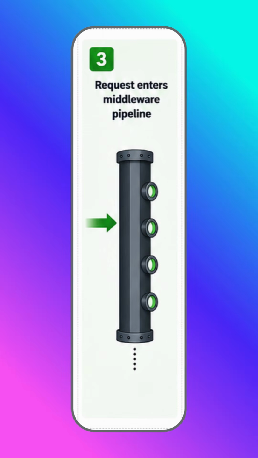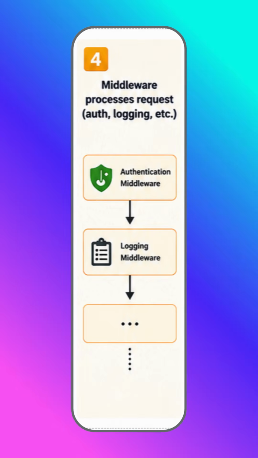3. Request enters middleware pipeline. The request moves through a series of middleware components configured in the application. 4. Middleware processes request. Middleware handles tasks like authentication, authorization, logging, exception handling, and more.